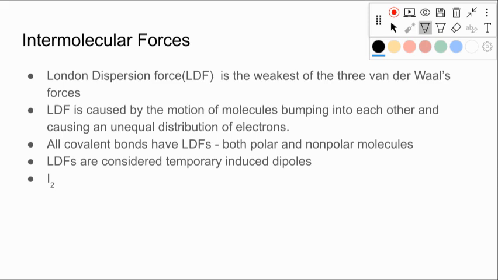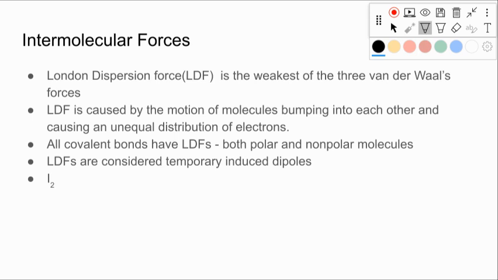So when they bump into each other, what happens is it shifts around their distribution of electrons. And so this causes it to have this thing called a London dispersion force. It is not a strong force at all. It is a force of attraction between molecules, not a chemical bond. So all covalent bonds have these things called LDFs, whether it's polar or nonpolar. LDFs are considered to be temporary induced poles. They only happen when it bumps into something, and then it moves on, and you don't have to worry about it anymore.